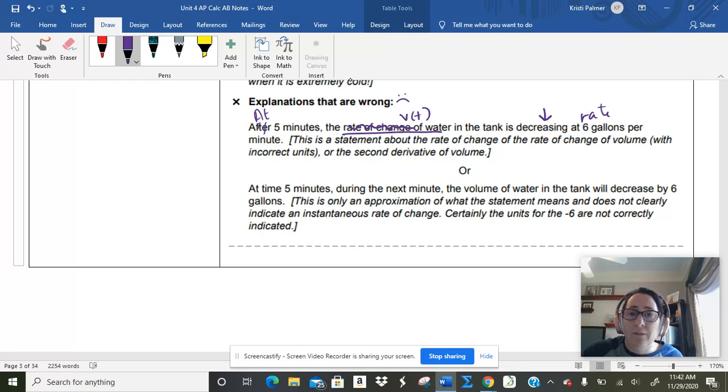Here, at T equals 5 during the next minute, so they've got this whole next minute going on, and that's definitely not right. We need the instantaneous, okay?